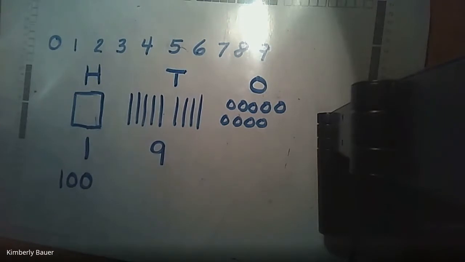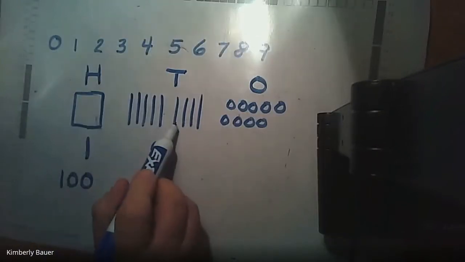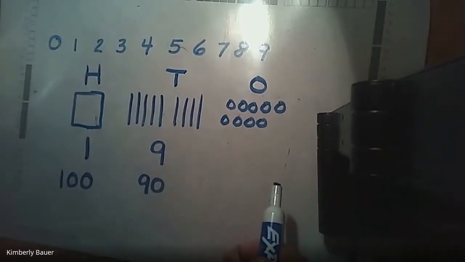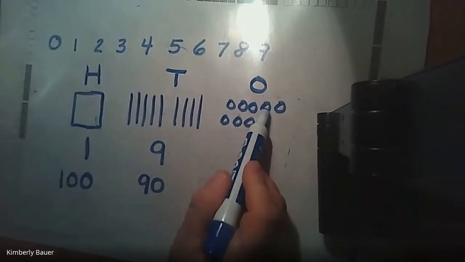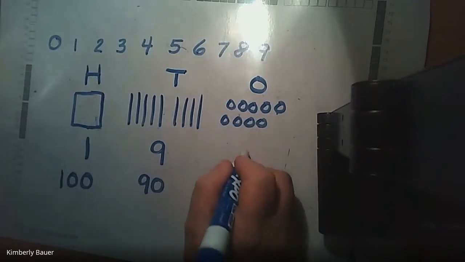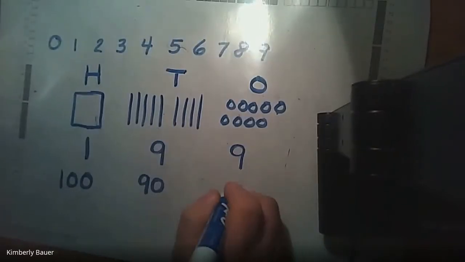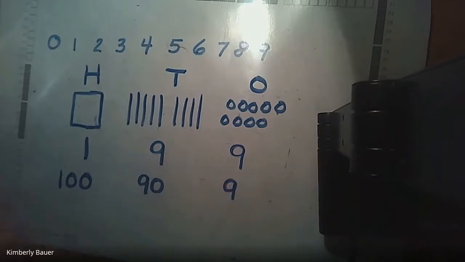But if I want to know the value, I have to count by tens. 10, 20, 30, 40, 50, 60, 70, 80, 90. And now I go to the ones place and I count by ones. 1, 2, 3, 4, 5, 6, 7, 8, 9. 9 in the ones place, which also is worth 9.